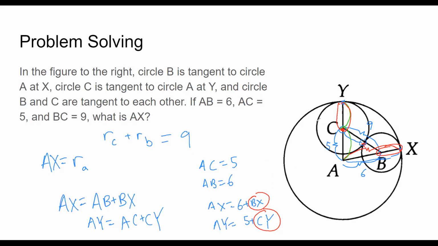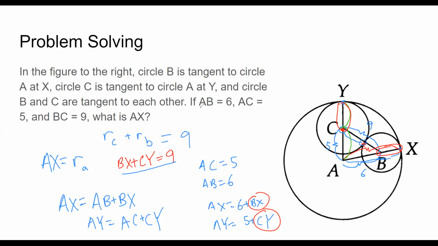And if you remember, we did a little bit of work up here with those radii. So we did the radius of C plus the radius of B equals 9. Well, now we see that the radius of C is the same thing as CY. And the radius of circle B is BX. So let's write it like that. Let's say BX plus CY is equal to 9. Is everyone following so far? I went a little faster. Understand how we got here? Okay.